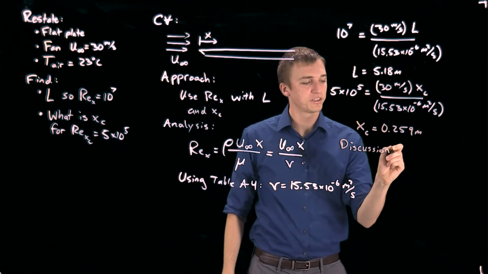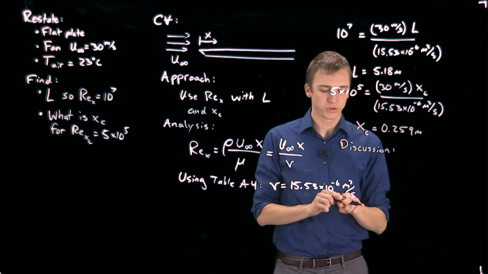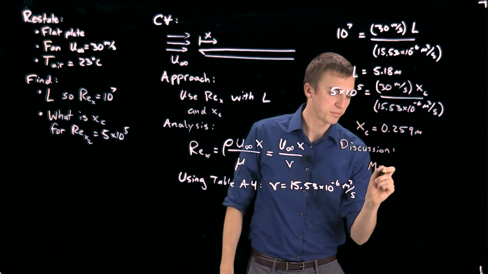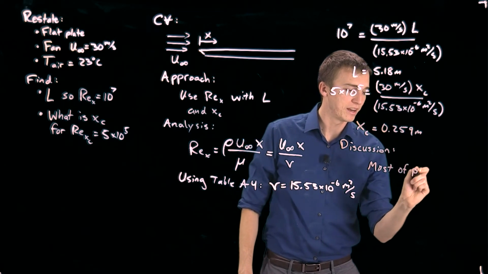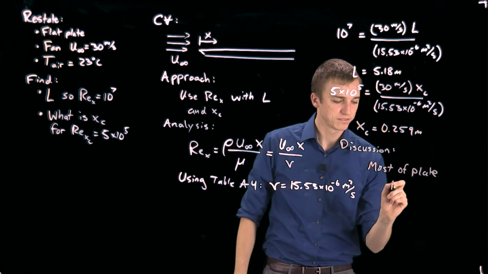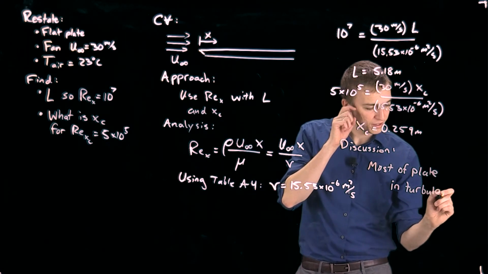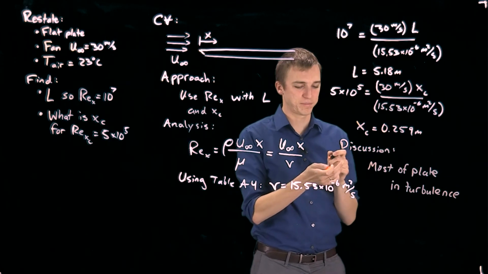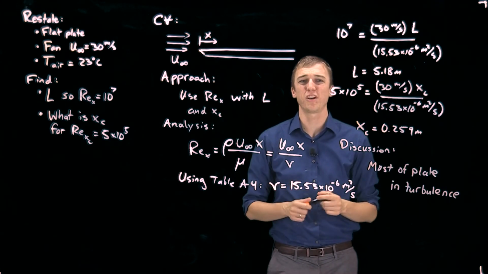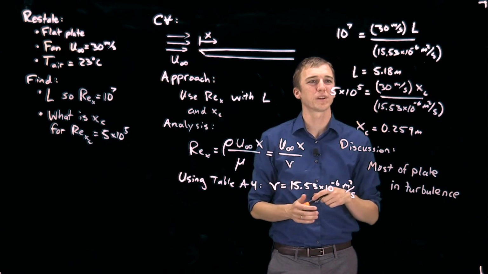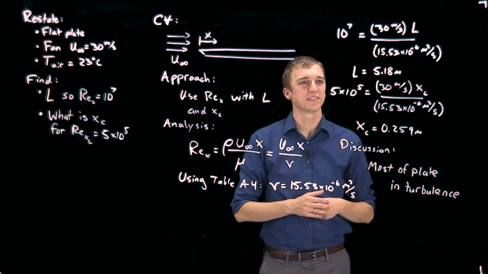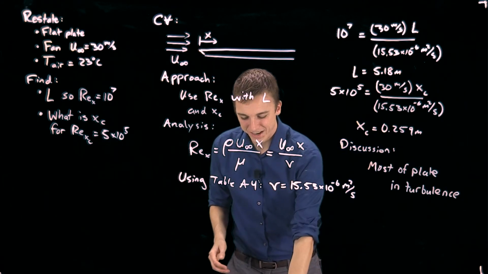Okay, let's talk about discussion. I thought it was interesting that a vast majority, so most of the plate, will be in turbulence. Since transition occurs only 0.25 meters along the plate, but the plate is 5.18 meters long, it's interesting how quickly turbulence happens and how long it will last. Okay, thank you for watching.